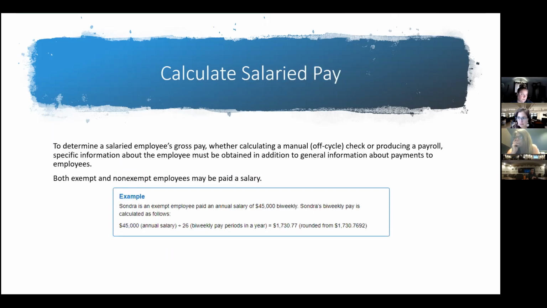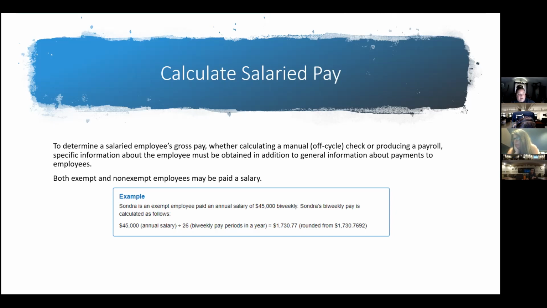Salaried pay can be complicated depending on whether the employee is salary exempt or salary non-exempt. So to determine a salaried employee's gross pay, whether calculated in a manual check or producing a payroll check, we must figure out how to calculate the employee's regular rate of pay. So for example, Sandra is an exempt employee paid an annual salary of $45,000 per year, and she's paid that amount biweekly.